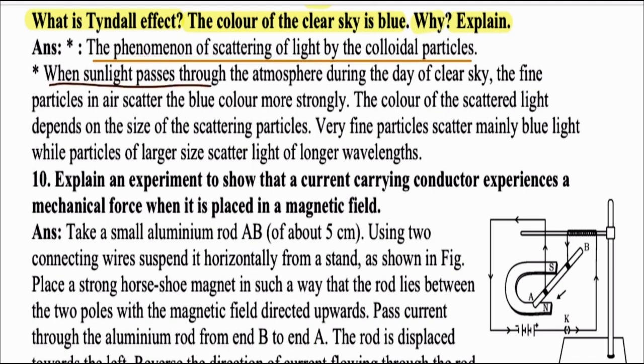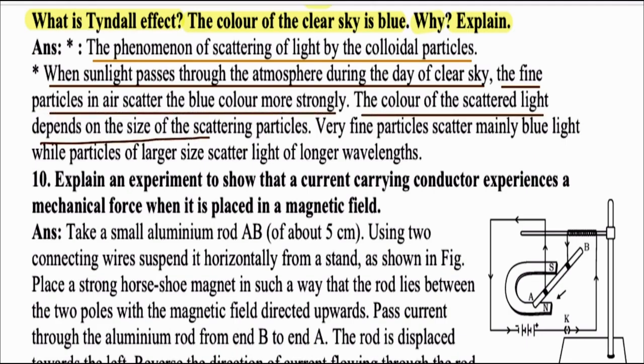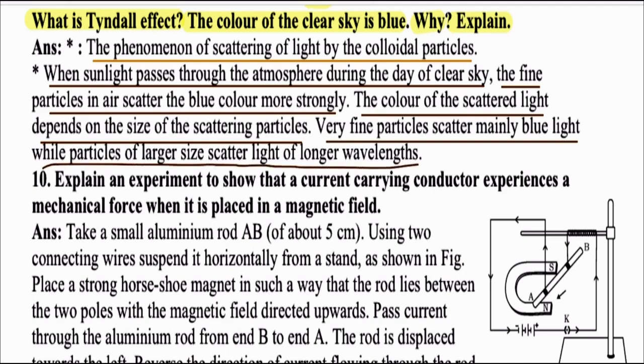When sunlight passes through the atmosphere during the day of a clear sky, the fine particles in air scatter the blue color more strongly. The color of the scattered light depends on the sizes of scattering particles. Very fine particles scatter mainly blue light, while particles of larger size scatter light of longer wavelengths.